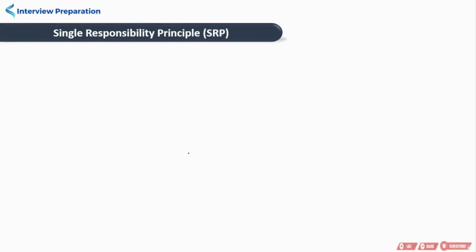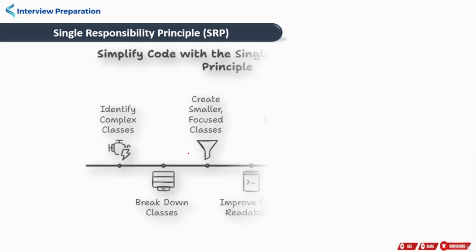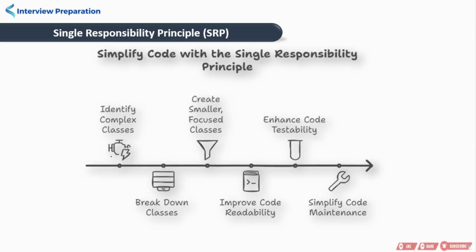The first principle is SRP, the Single Responsibility Principle, which states that a class should have only one reason to change, meaning it should have only one job or responsibility. This principle encourages developers to break down complex classes into smaller, more manageable ones, each focused on a specific task. By doing so, the code becomes easier to understand, test, and maintain.